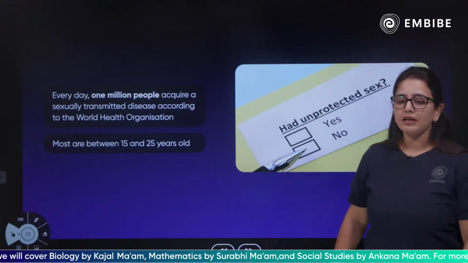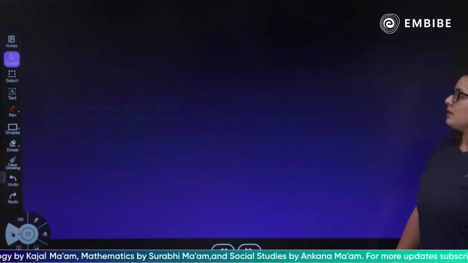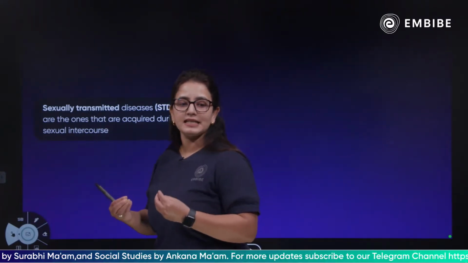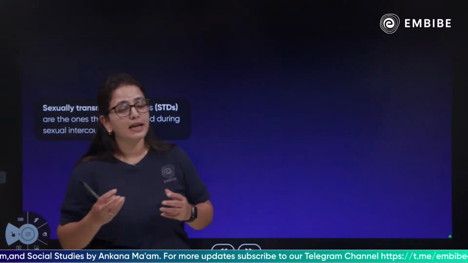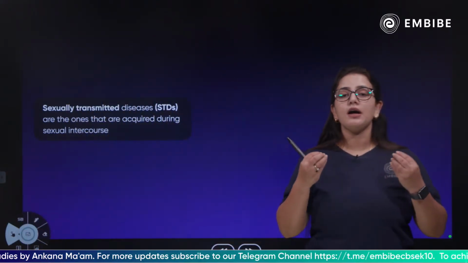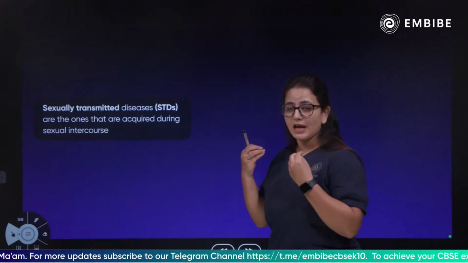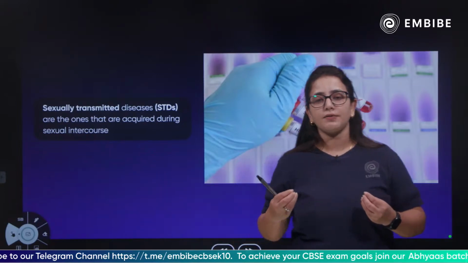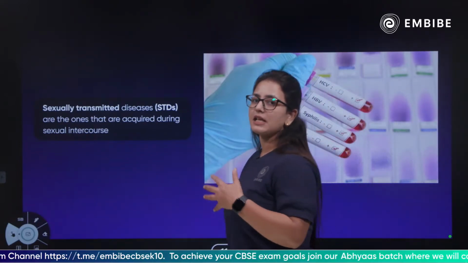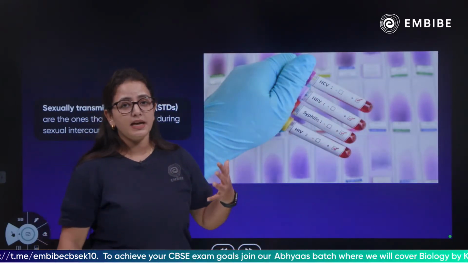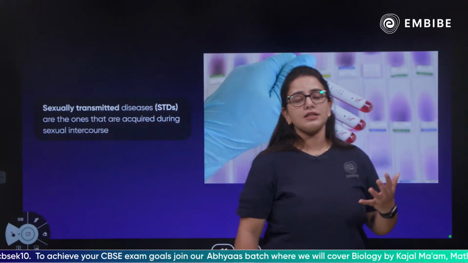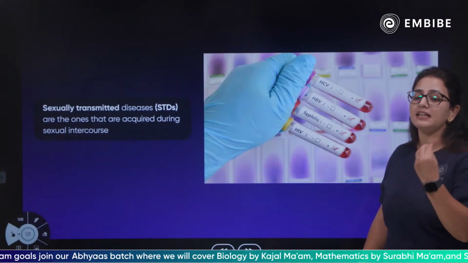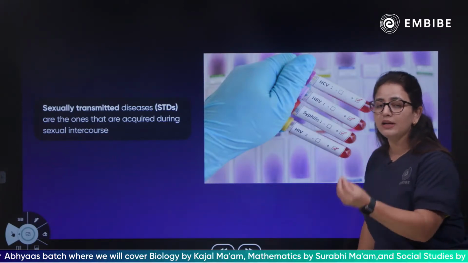So children, talking about sexually transmitted diseases, what are sexually transmitted diseases? Sexually transmitted diseases are those acquired through sexual contact with a person who is suffering from such a disease, when the other, healthy person comes in contact with them. They are acquired during coitus, during the fusion of gametes, and this is how the contaminated person transmits the disease to the other person during sexual intercourse.